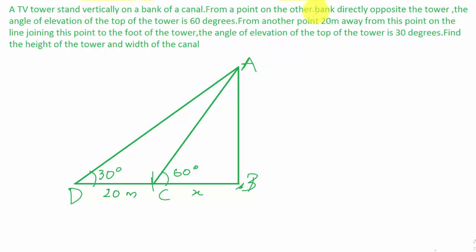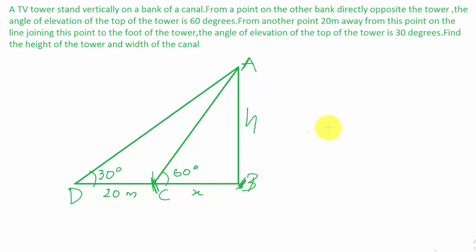60 degrees. So this is one bank, this is another bank. This is 60 degrees and this is where the tower is. From another point 20 meters away from this point, joining the point to the foot of the tower, the angle of elevation of the top is 30 degrees. That is, this is 20 meters, and now when you join this, it's 30 degrees. You need to find the height of the tower and the width of the canal. Let the height be h and let the width of the canal be x.